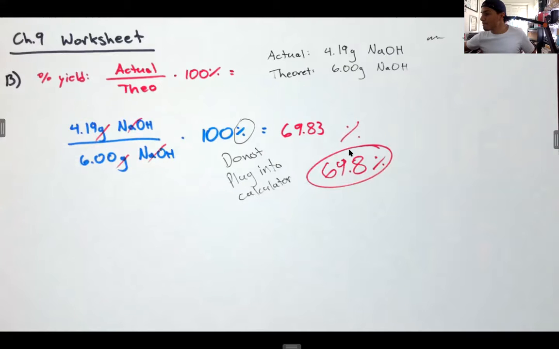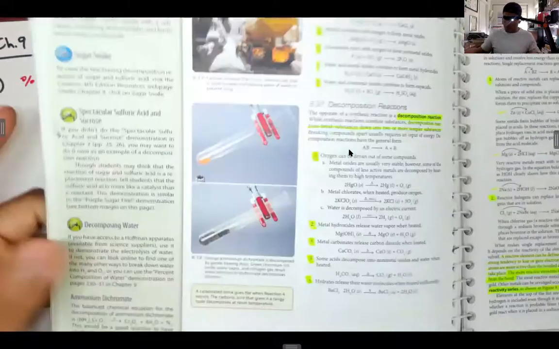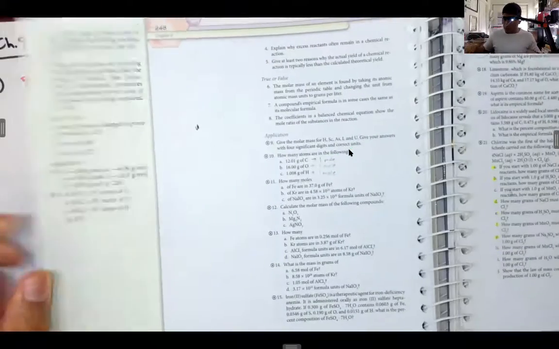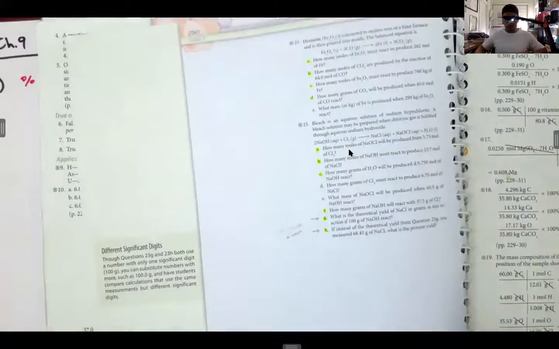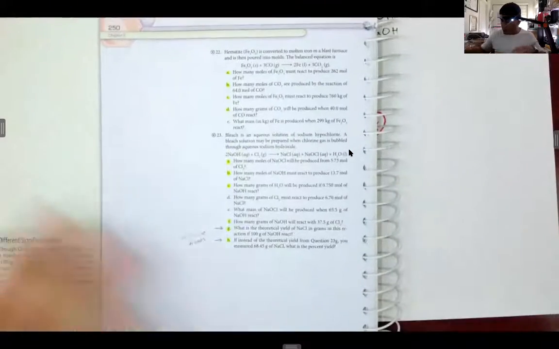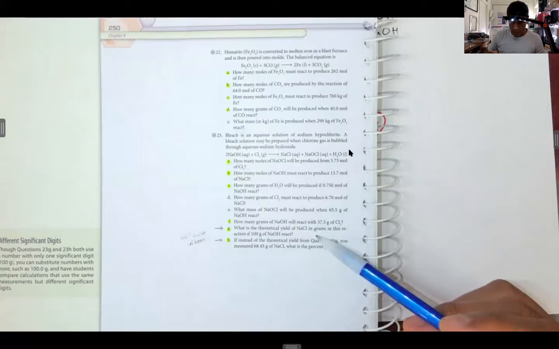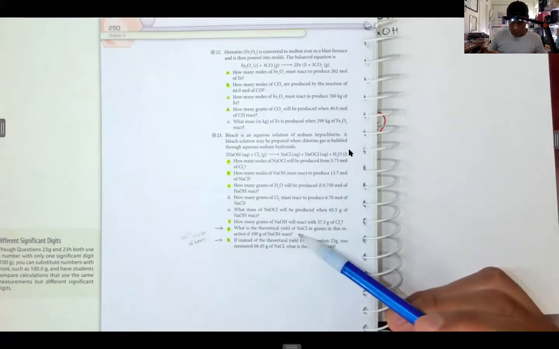Sir, could we do 23? I think it's H, from the chapter review? Yeah, of course. Okay, so let's go to chapter review 23. So you mean this one? What is the theoretical yield of NaCl in grams? This one? Yes? Okay.